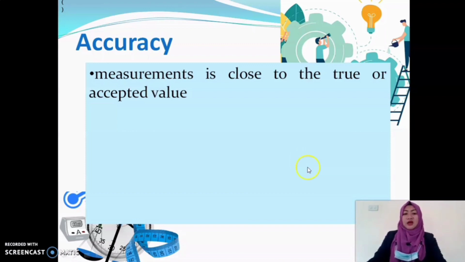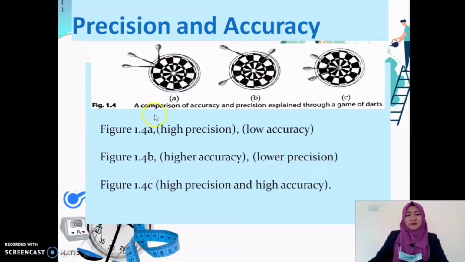On the other hand, precision is the measure of how close the measured value is to the true or accepted value. For example, in the figure shown in figure 1.4, figure 1.4a shows a very high precision, but it has a very low accuracy. Why? Because the target is at the center, and your dart is very far from the center. Therefore, it is not accurate. However, the values are very close to one another. Therefore, it has high precision.